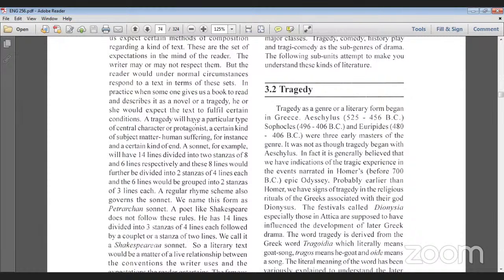Okay, this tragedy is asked in the exam. Tragedy as a generic or a literary form begun in Greece. Okay, see the period where the three early masters of the genre. It was not as though all tragedy began with Aeschylus. In fact, it is generally believed that we have indication of tragic experience in events narrated in Homer.